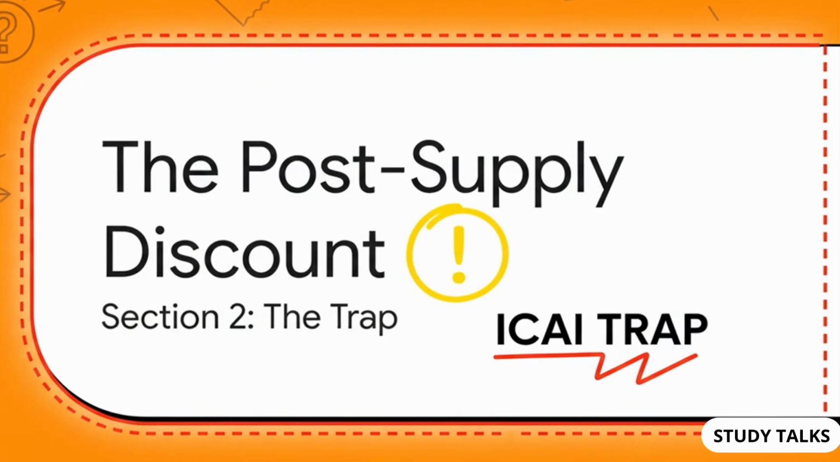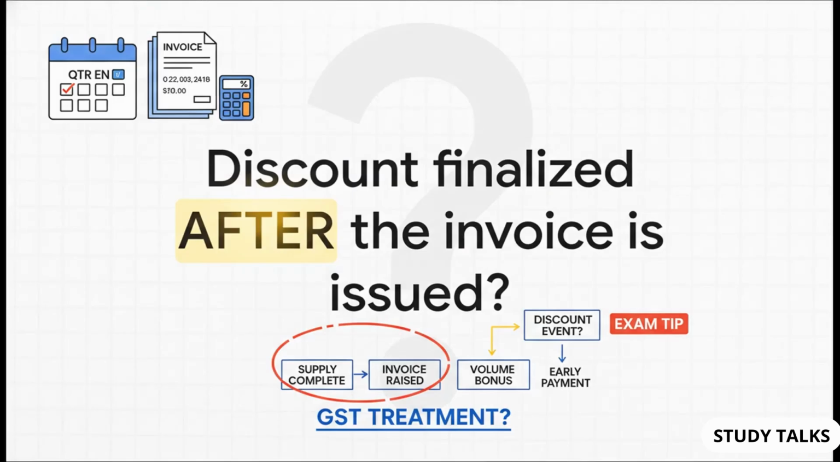Okay, so we've got the straightforward case down. Now, let's get into the area where ICAI really lays its traps. Let's talk about the post-supply discount. I mean, just think about it from a business perspective. It's not always possible to know the final discount amount when you're raising an invoice, right? Maybe there's a volume bonus that depends on how much a customer buys over a whole quarter, or maybe there's an early payment discount that you don't know if they'll even take. So, how do we handle these discounts that are given after the supply is already done?